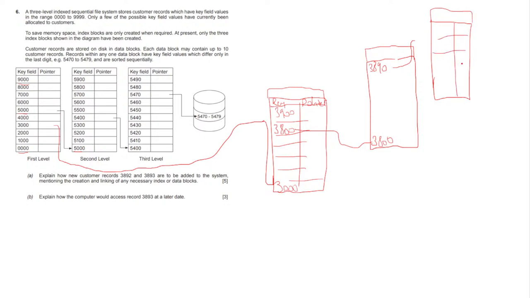So on here, I would have 3890, 3891, 3892, 3893, 3894, blah, blah, blah. Onward. Yeah? And then in these, because there's two, I'd have my data store.